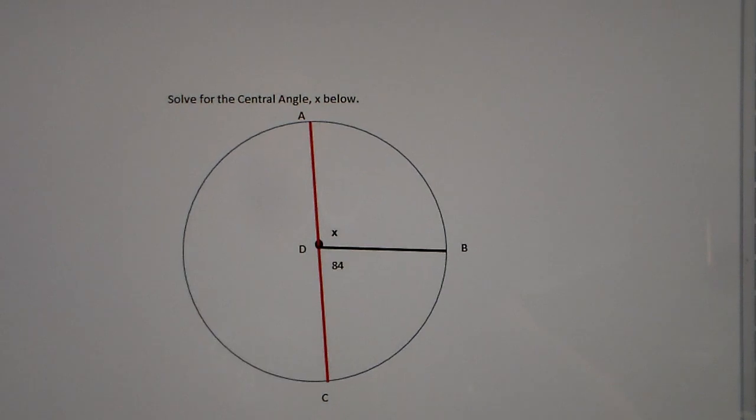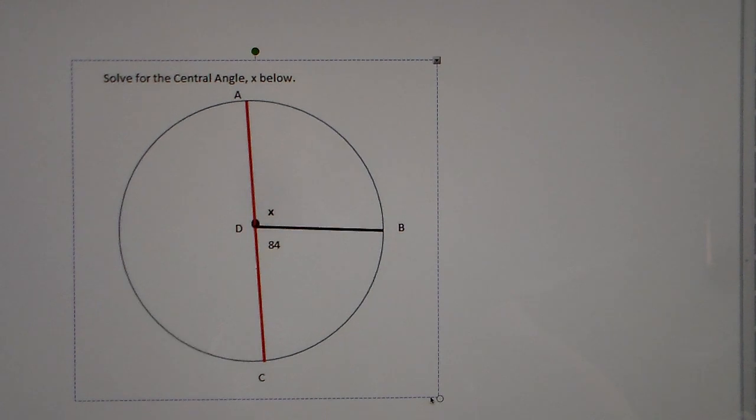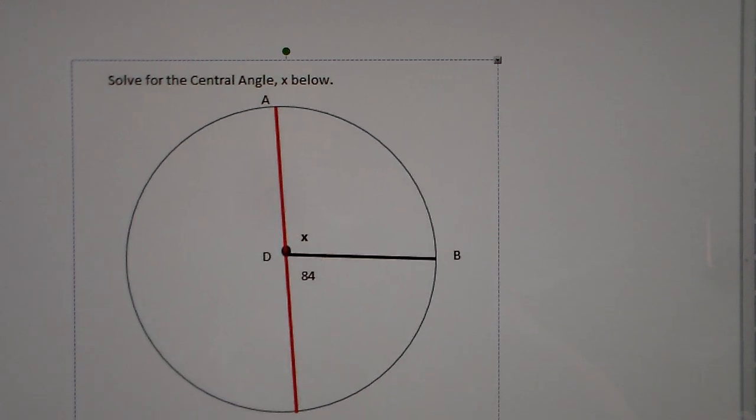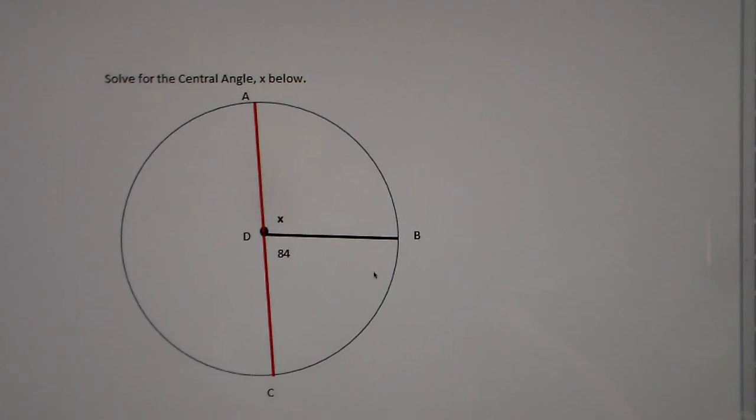All right, so here's some more practice. It looks like what you're going to see on your Google form. So we got this circle. We got 4 points here, A, B, and C on the circumference, and D is the center of the circle. This red line here is the diameter. It goes through the center of the circle.